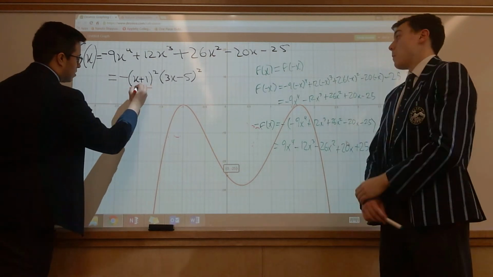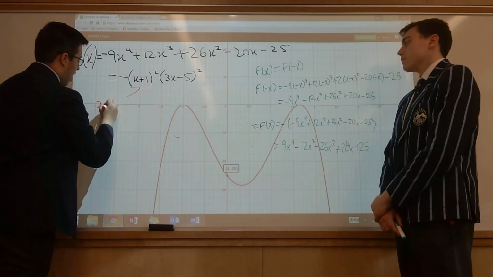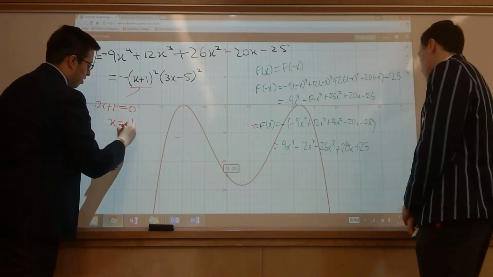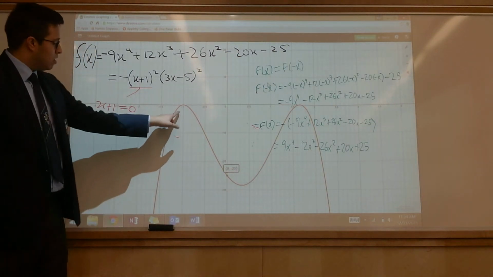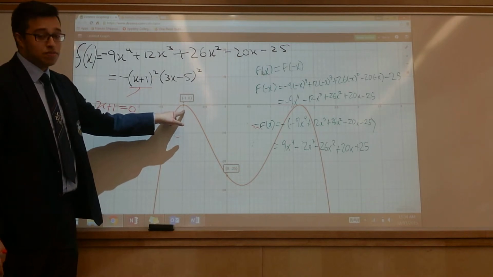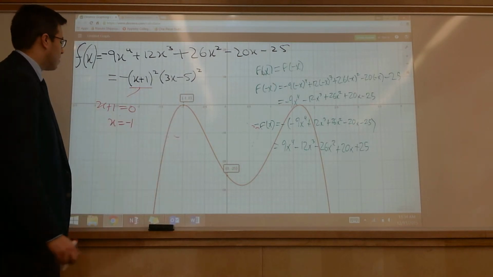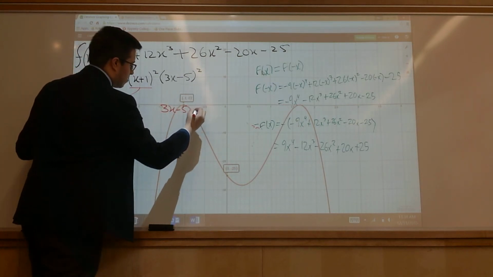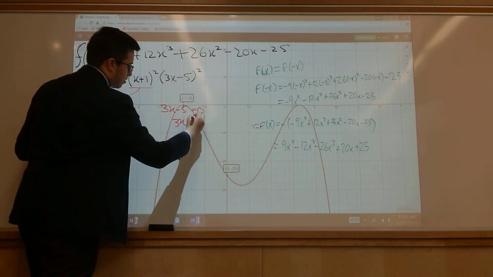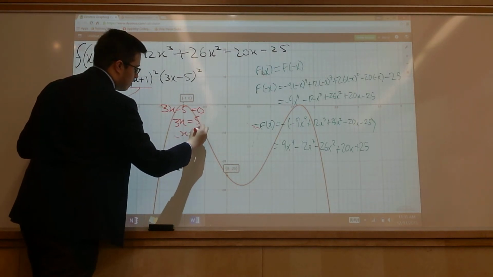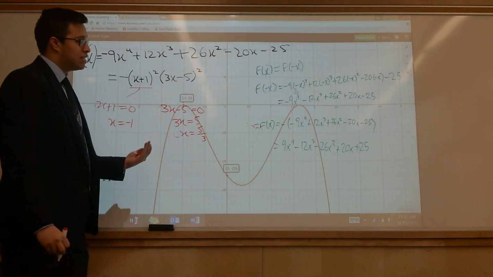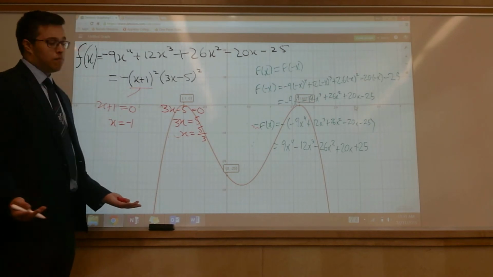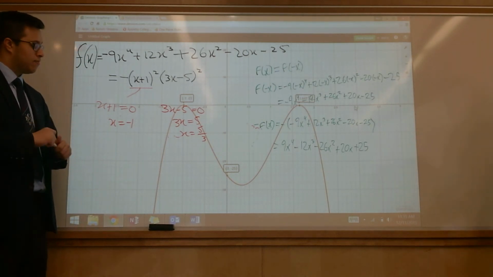So, for this part of the equation, we go x plus 1 equals 0, and that must mean that x equals negative 1. That is our first intercept. It's right here, (minus 1, 0). Now the next intercept is 3x minus 5 equals 0. So you have 3x equals 5, and then x equals 5 over 3. That is our second x-intercept, right here, (5 over 3, 0). Those are our x-intercepts.